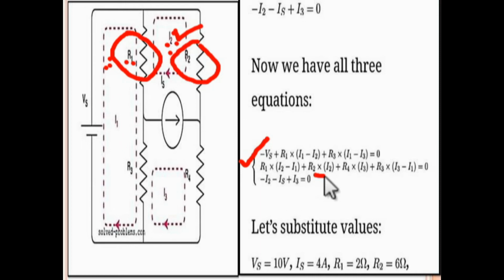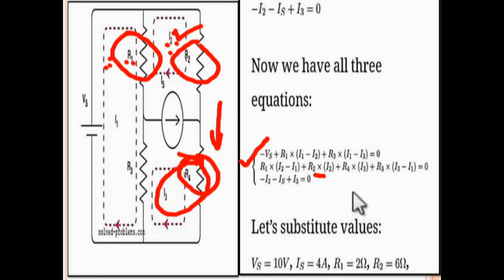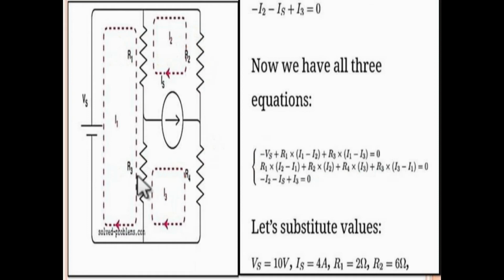So I2 into R2 plus, okay, come downwards. Down below here there is another resistance R4, and here it is R4 multiplied by I3 because I3 is associated with this mesh. So R4 into I3 plus another resistance R3 is there. Here you can see R3 multiplied by I3 minus I1. So this will be the combined equation of mesh number two and three.